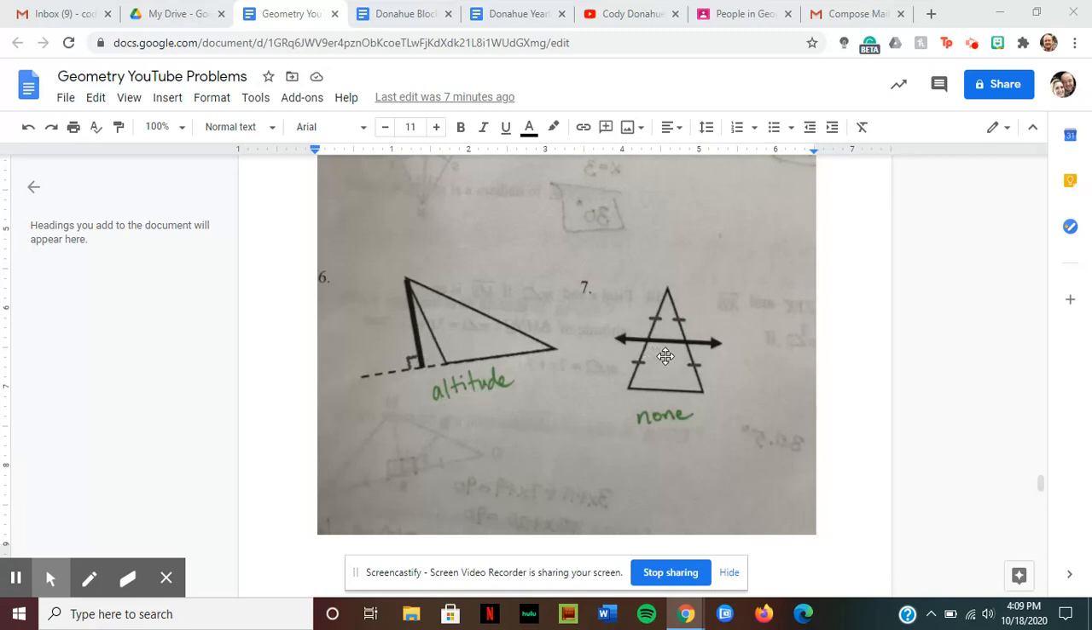Okay, so now let's look at number 7. We know that an altitude and an angle bisector have to start out at one of the vertices. Since this line is not doing that, we can go ahead and take out altitude, and we can take out angle bisector. So what about a perpendicular bisector? A perpendicular bisector can cut the triangle at any point, but it does need to create right angles. And as you can see, there are no right angles being formed here. So because of that, this one is going to be classified as none of the above.